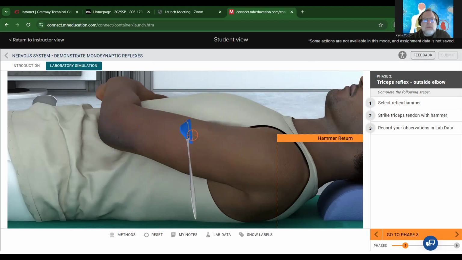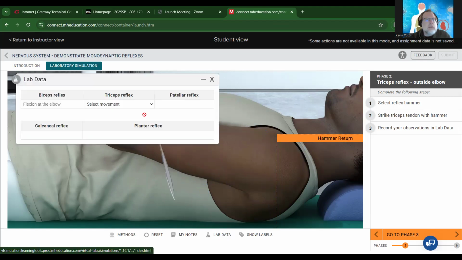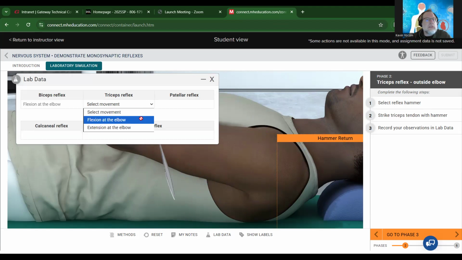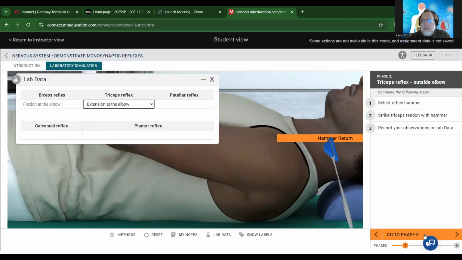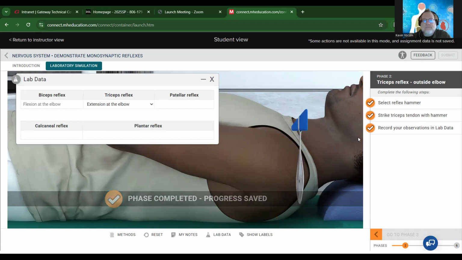See, did you notice that? I click it, nothing happened. Why is that? Well, I'm in the belly of the muscle up here. The tendon's going to be down here. There we go. So we tapped it. We got some movement. That is going to be extension of the elbow. Record your observations. So we come down to lab data, extension at the elbow. And then we click go to phase 3.